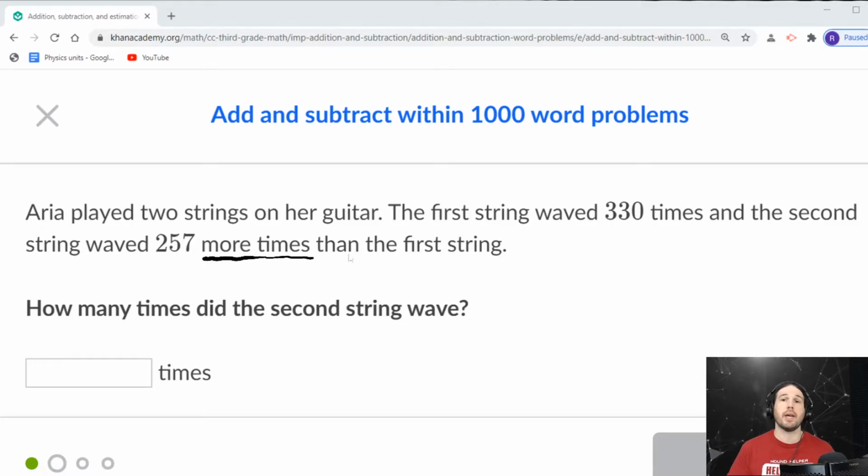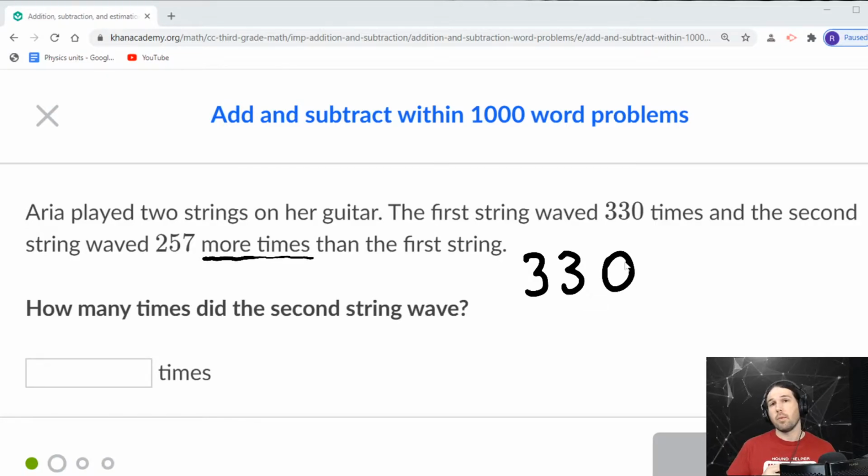The first string waved 330 times. The second waved that many times, 330, and another 257.